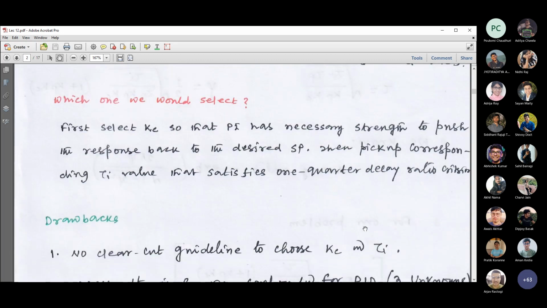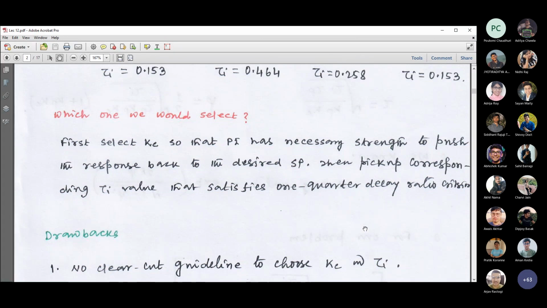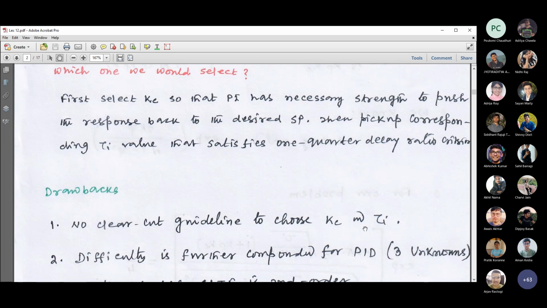First drawback is there is no clear-cut guideline to choose KC and tau I. And here we have considered PI, that's why only 2 unknowns. If we go for PID controller, we will have 3 unknowns.